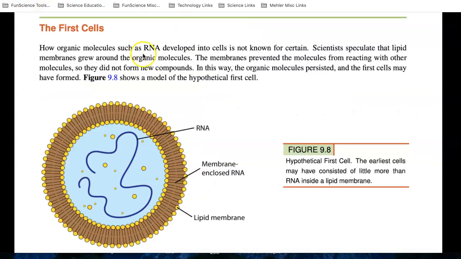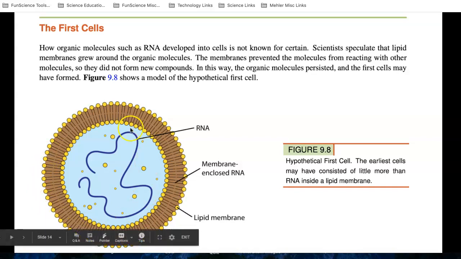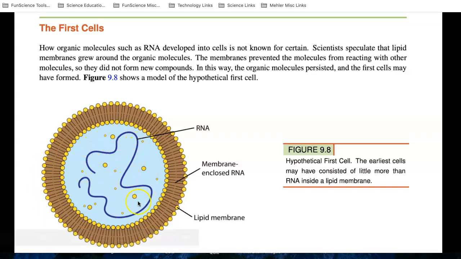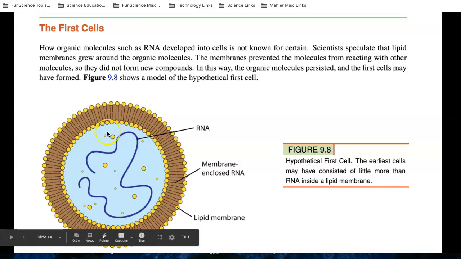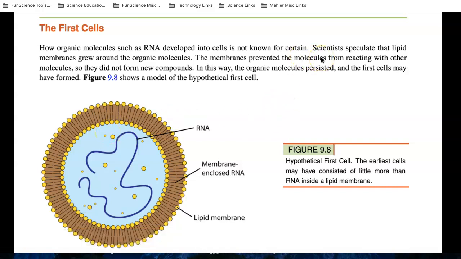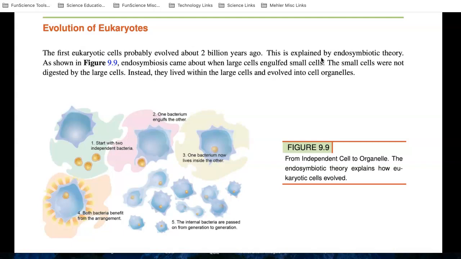The very first cells on the planet, scientists think, were probably like this picture of the hypothetical first cell. They may have consisted of little more than a membrane, like this, and instead of having DNA, they had RNA. RNA is a little bit simpler, but still can contain information. So we think this is what the very first cells may have looked like. After a couple hundred million years, the first eukaryotic cells probably evolved about 2 billion years ago. So this was when the Earth was about 2.6 billion years old.